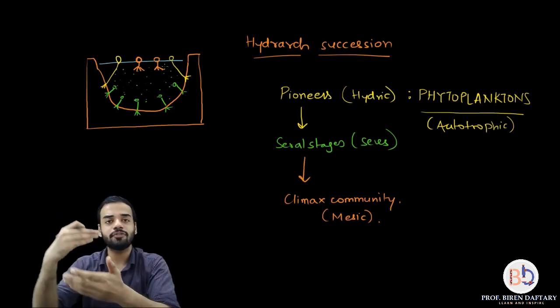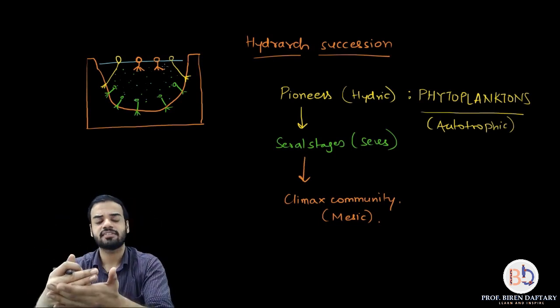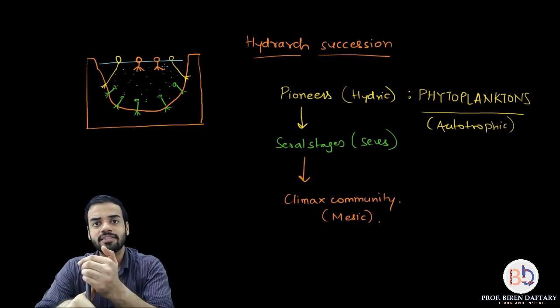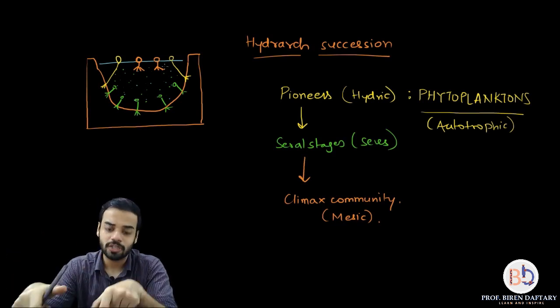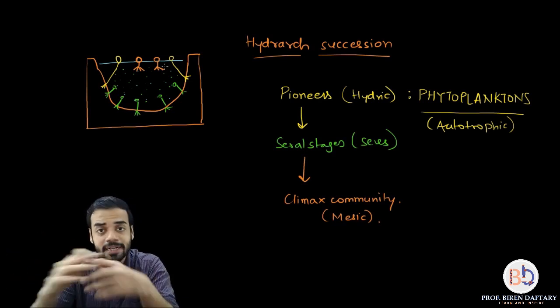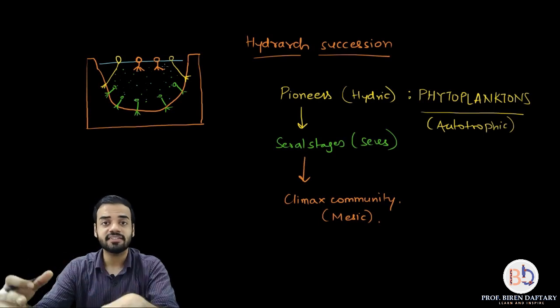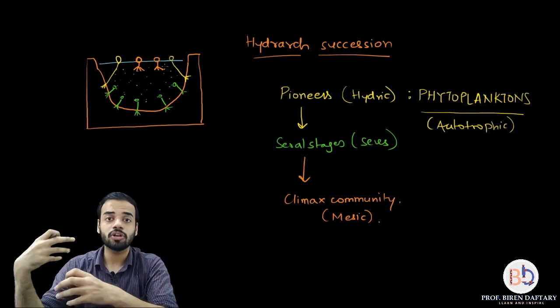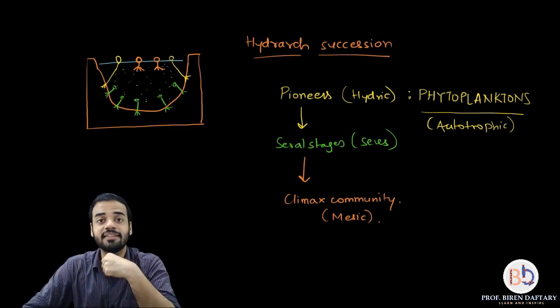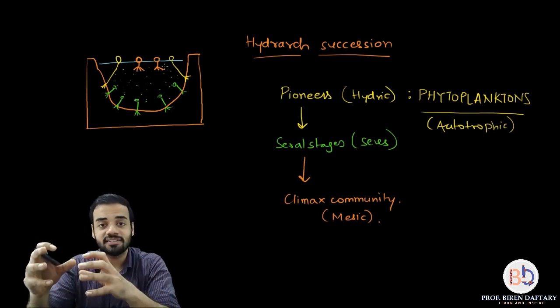So many different seral stages are present in hydrarch succession. First phytoplanktons, then completely submerged or underwater plants, then plants which are floating but with roots underwater and attached to the soil, then completely floating plants. Then the next stage is where a lot of higher order, more organized plants begin to grow, and they are called reed marshes. Okay, so reed marshes is another step.